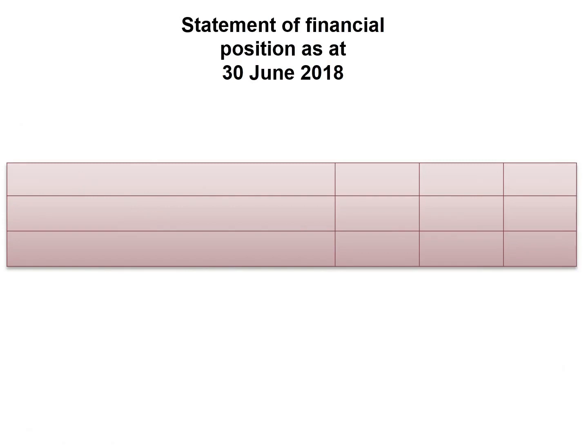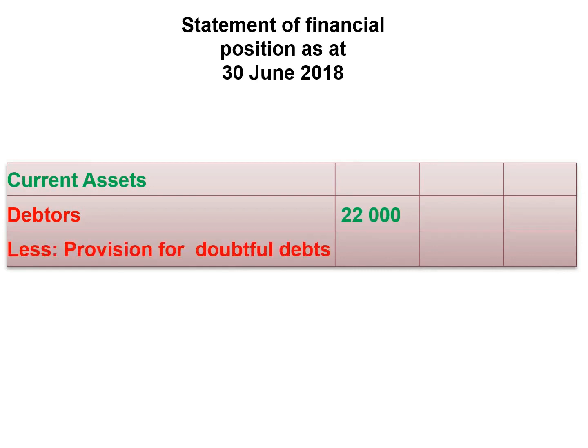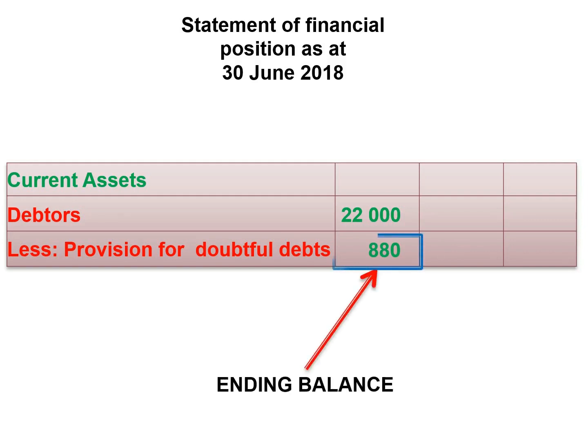Let's have a look at our statement of financial position for 2018. Under current assets we have debtors. Our closing balance for debtors on 2018 was $22,000, and our closing balance for our provision for doubtful debts was $880, and that's the amount we use to subtract. So remember, in the income statement you record the movement, and in the statement of financial position you subtract the balance from the debtors account.